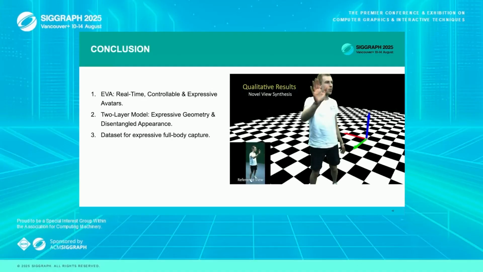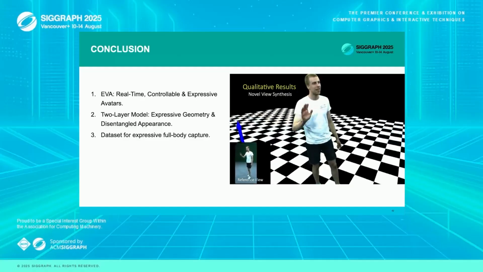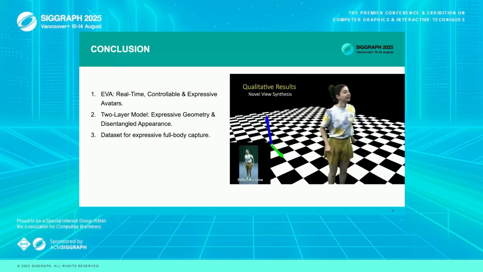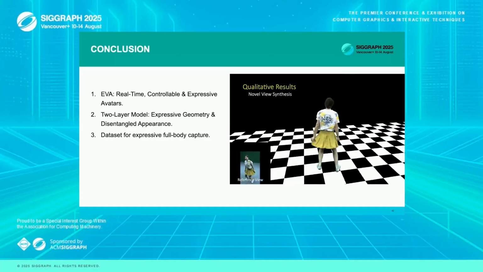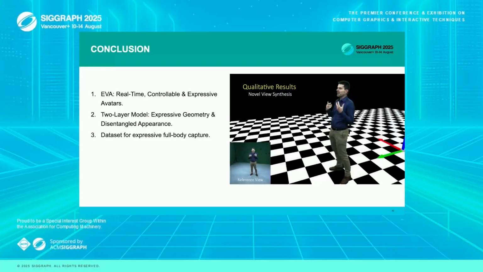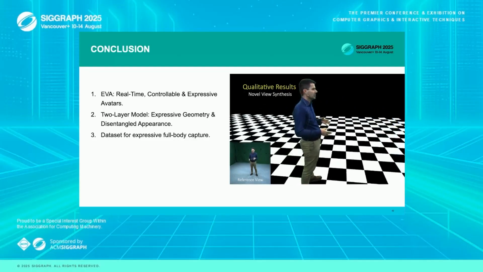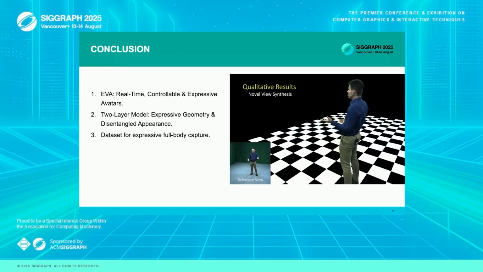To conclude, we introduce EVA, a new framework for high-fidelity, real-time digital humans. And our system gives you full independent control over the avatar's body, hands, and face. And our contribution is a two-layer model where we start with an expressive deformation template for accurate geometry, which then guides a disentangled Gaussian appearance model. And this separation ensures clean, independent control over the body and the face.